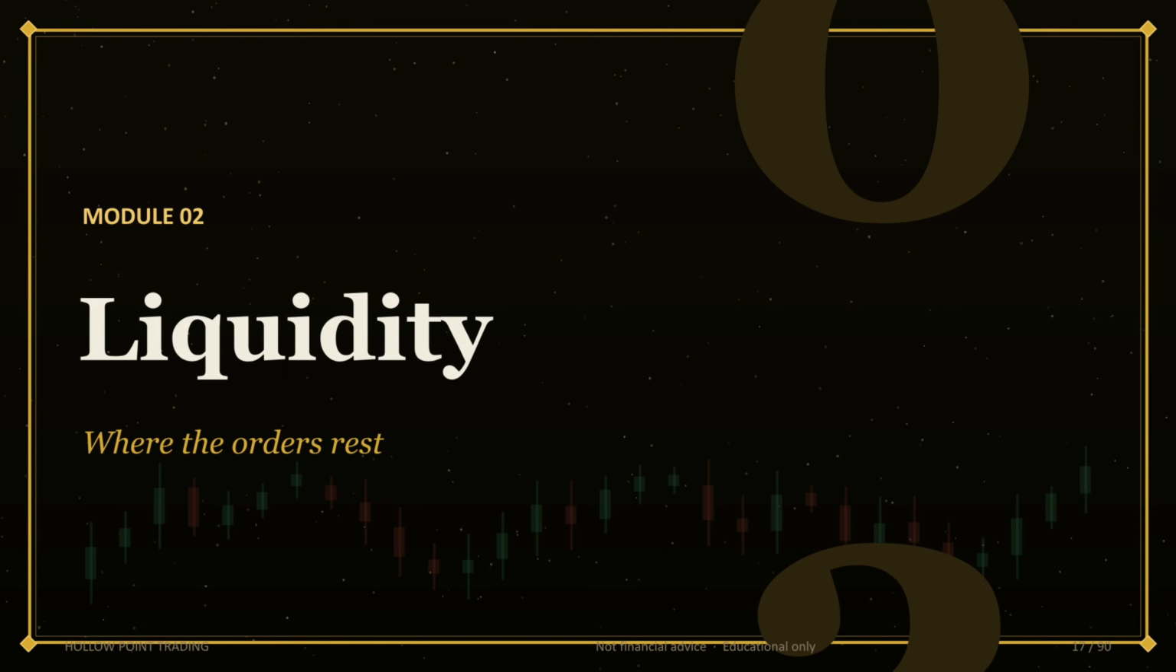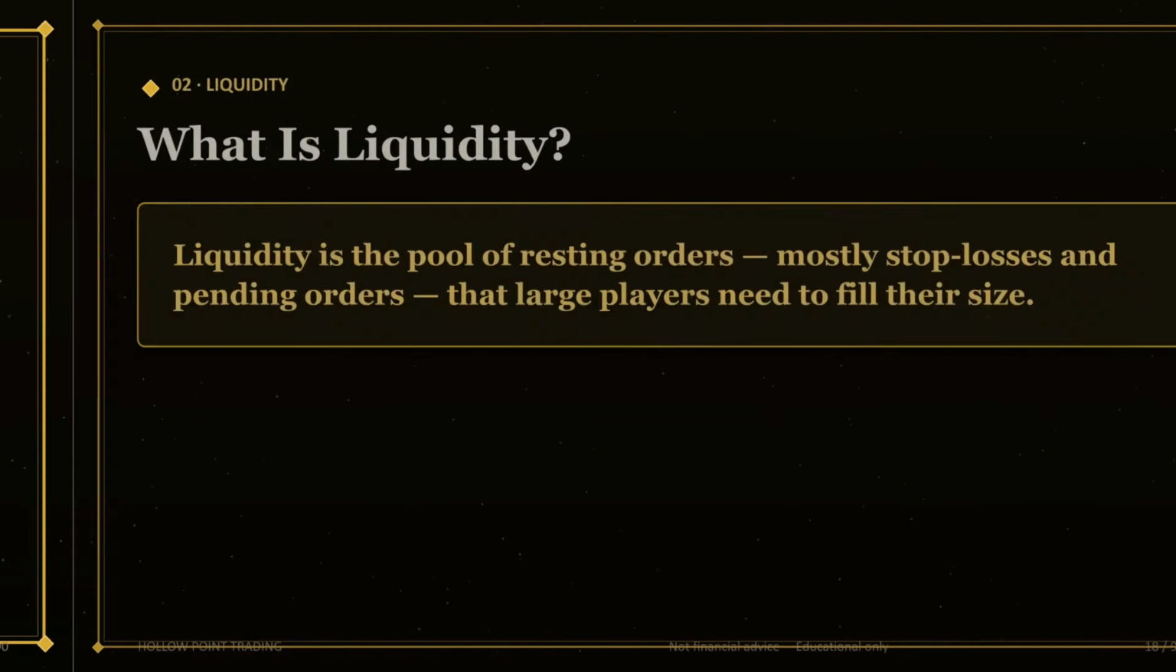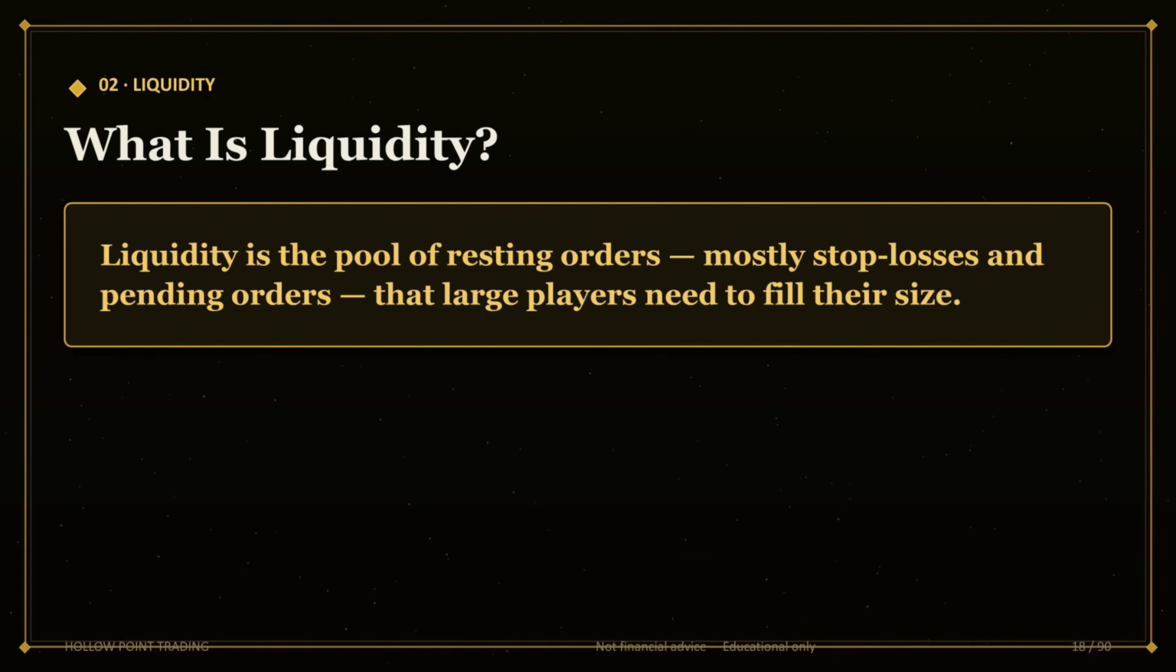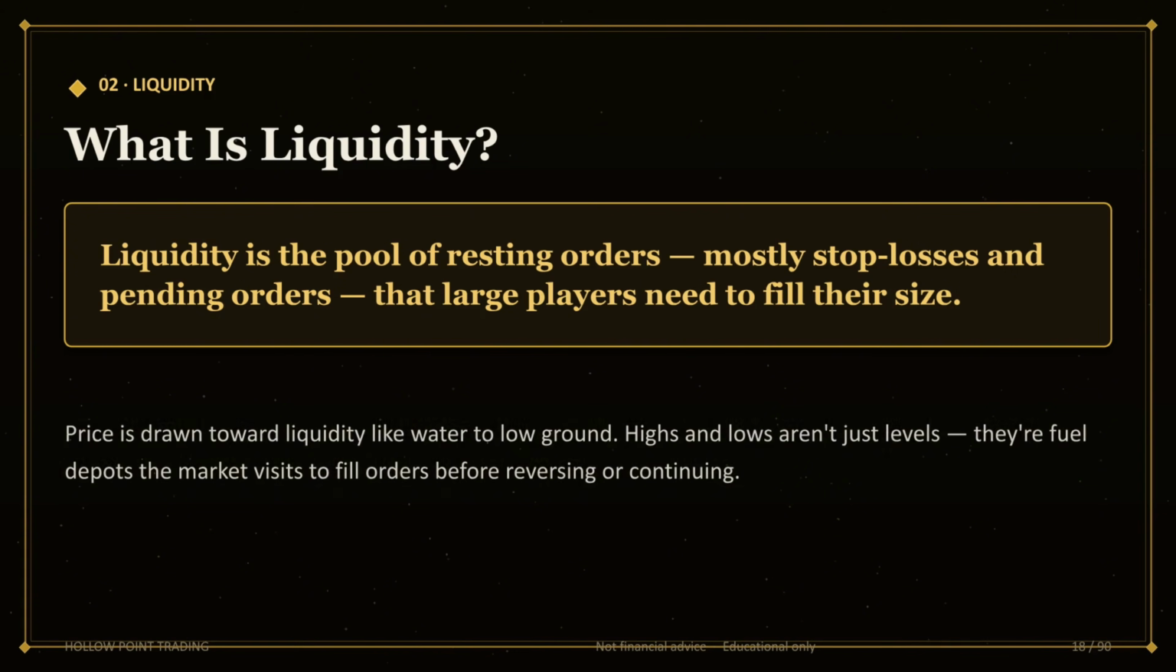In this section, we will cover exactly where institutional orders rest and how they influence price delivery. Liquidity is the pool of resting stop losses and pending orders that large players require to fill their massive positions. Price is drawn to these areas like water to low ground, using them as fuel to continue a move.